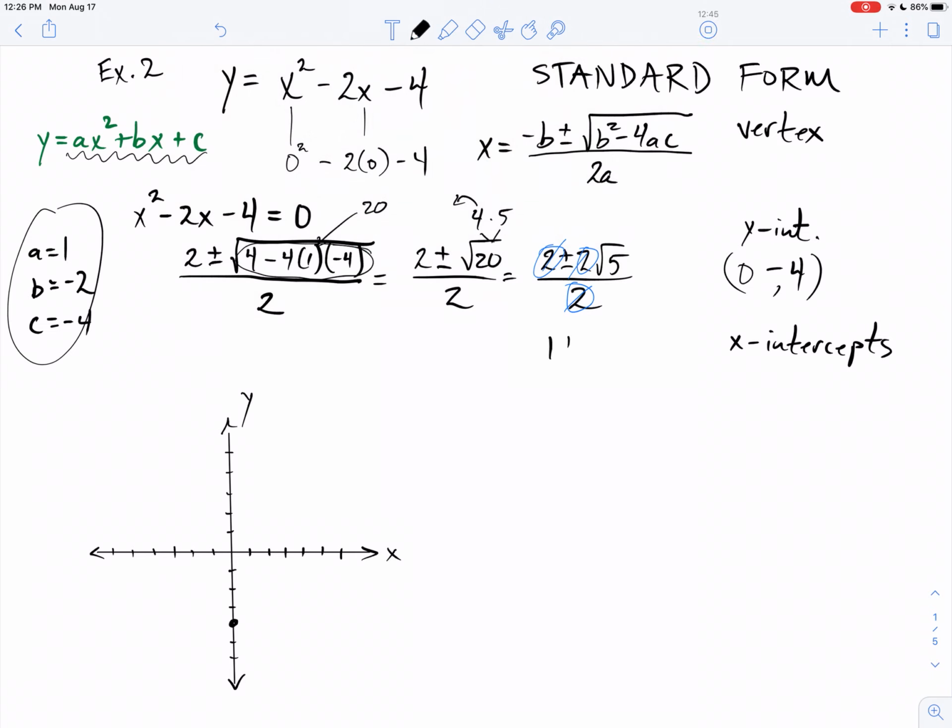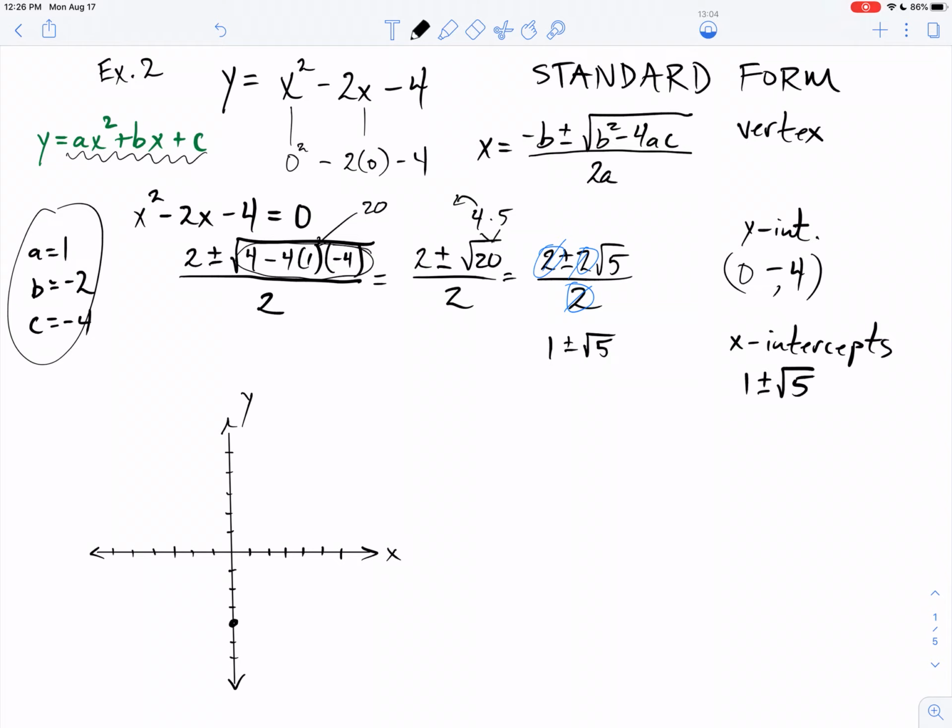1 plus or minus rad 5. My x-intercepts are 1 plus or minus rad 5. They are. But you know what? If I'm going to put those on a graph, heck, I don't know what the square root of 5 is. I don't have it memorized. It's not in my head. So I grab my calculator.